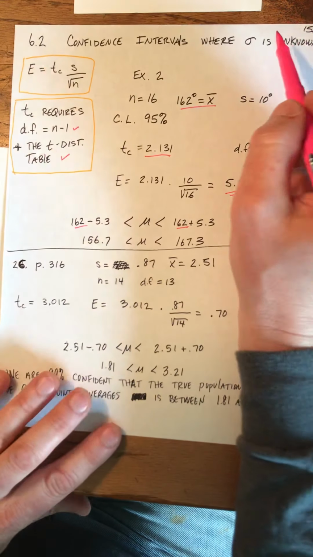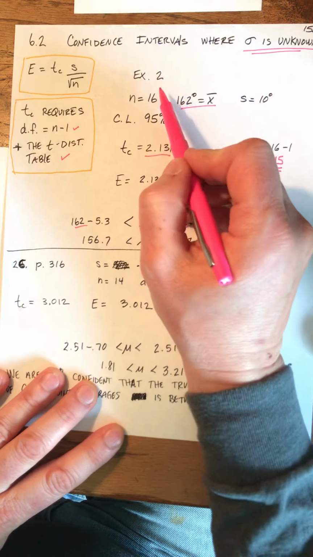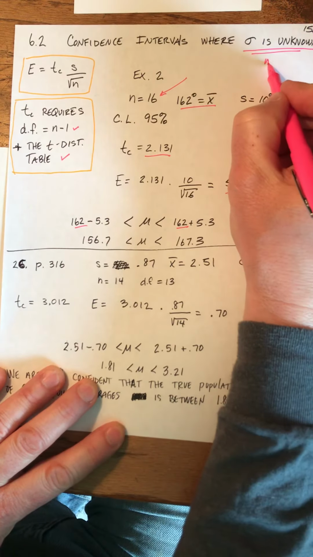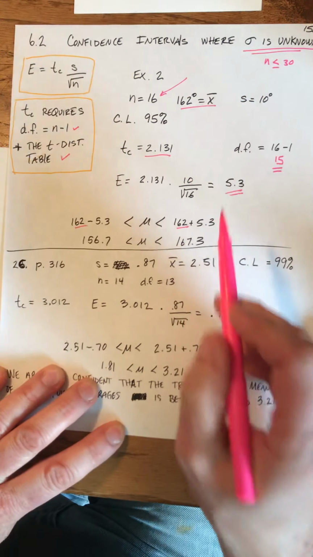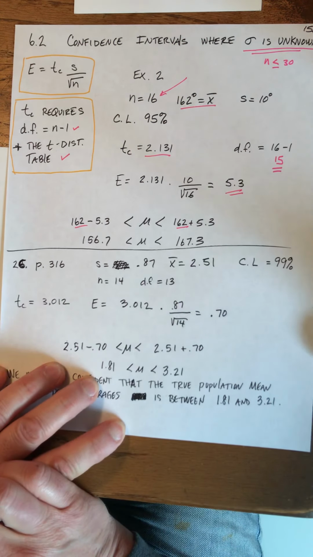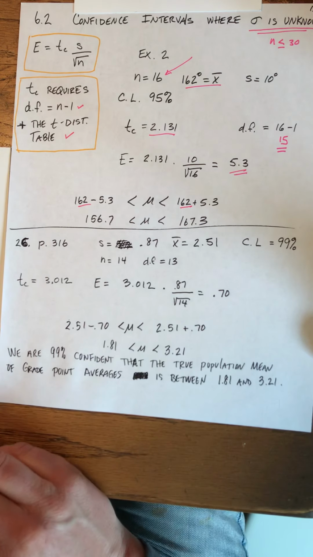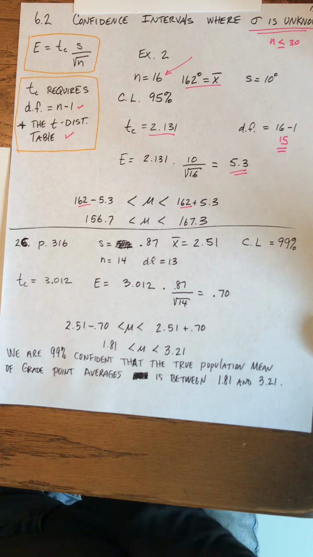When do we do that? When the standard deviation for the population is unknown or the sample size is smaller than 30, when n is less than or equal to 30. If it's over 30 and we still don't know this, we're still going to use this t-score. Okay, let's do number 26. Number 26 in the book says, they're talking about grade point averages in colleges.